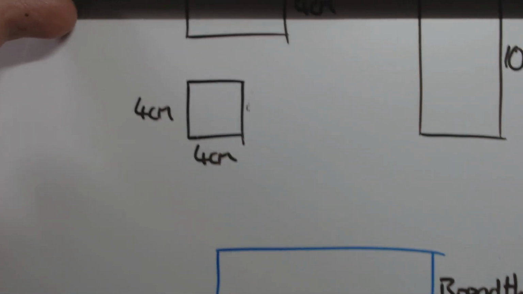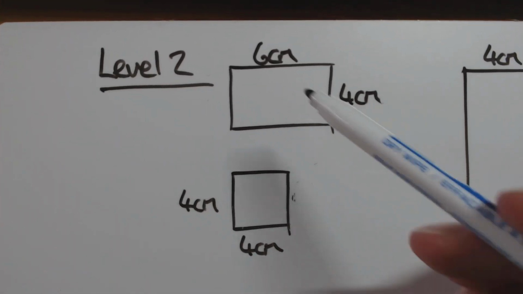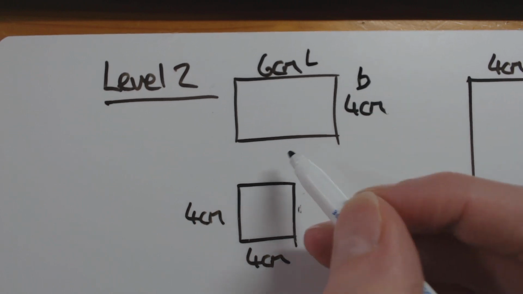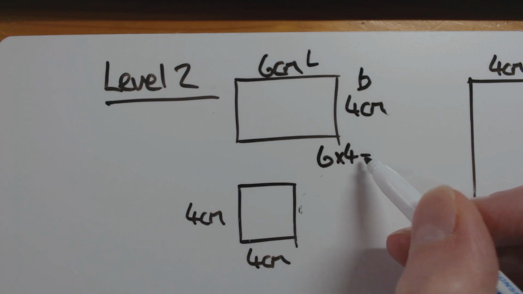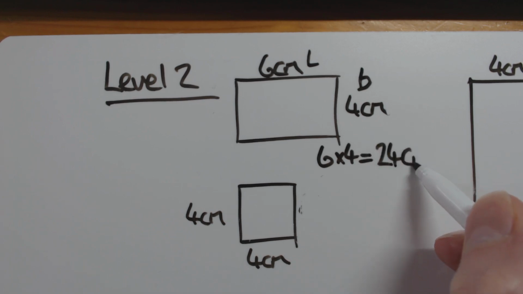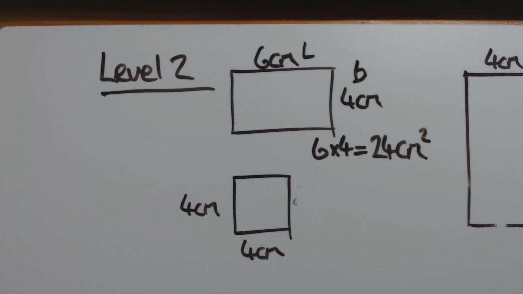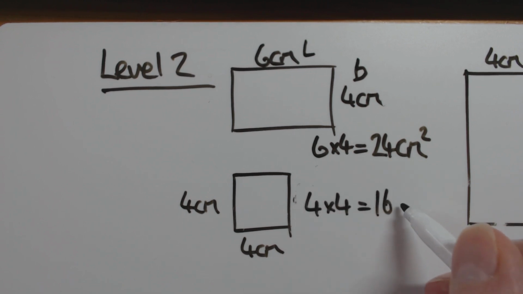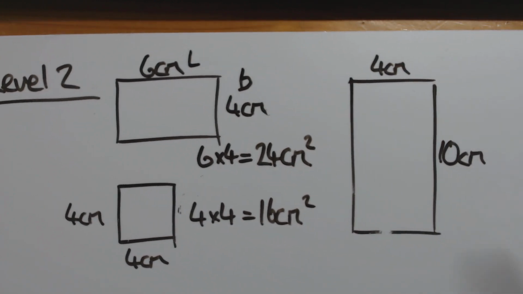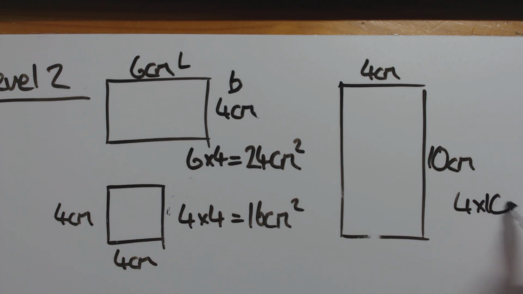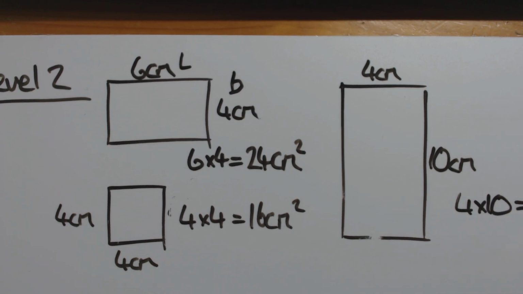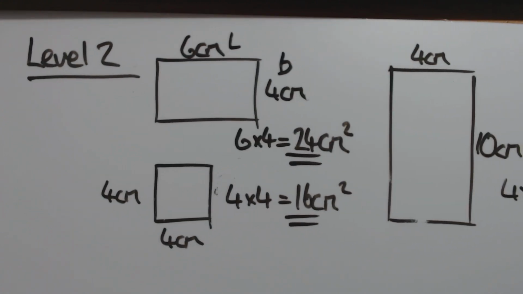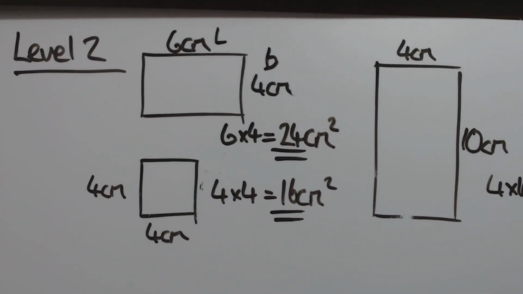So if we have a wee quick look here, this is level 2, you've got length times breadth. So you can use L for the length and B for breadth. It's actually 6 times 4, which is 24 centimetre squared. If it said inches or metres there, then it's inches squared or metre squared. This one is 4 times 4, which is 16. It doesn't always have to have a 4 there, okay? And this one is 4 times 10, which is 40 square centimetres. So that is your level 2. You're just using the numbers and multiplying them together. Level 3 is quite similar.